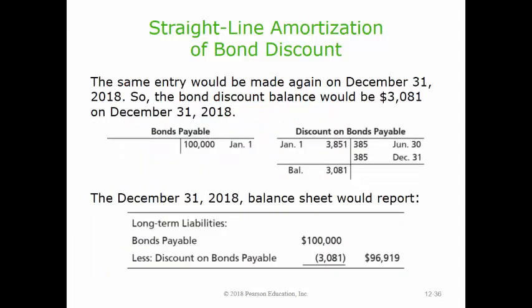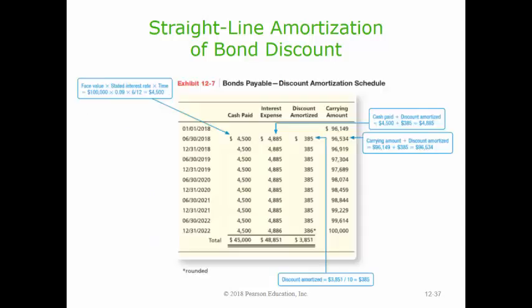The entry shown on the previous slide would be made again on December 31st, 2018. So the bond discount balance would be $3,081 on December 31st, 2018. Discount on bonds payable has a debit balance. Therefore, we credit the discount on bonds payable account to amortize or reduce its balance.